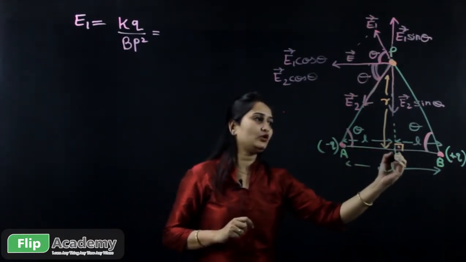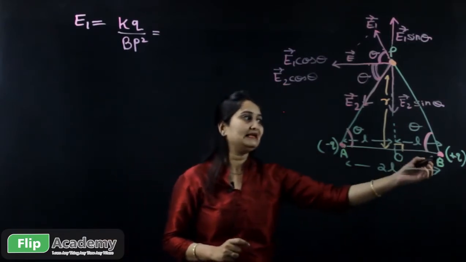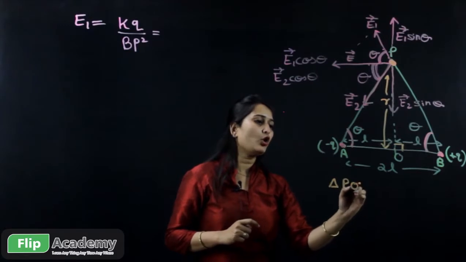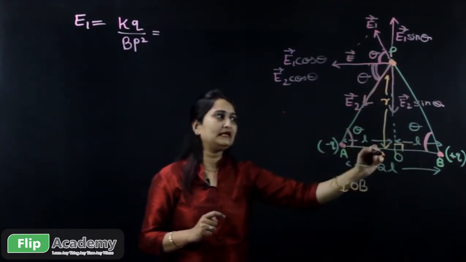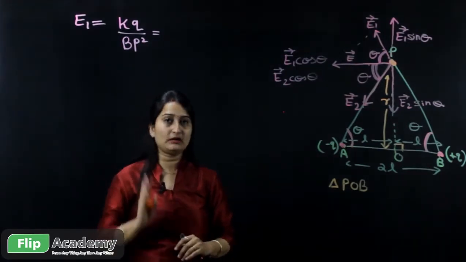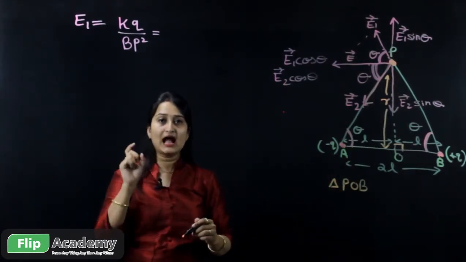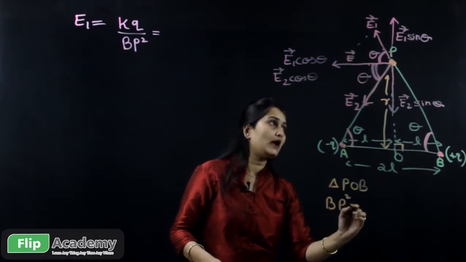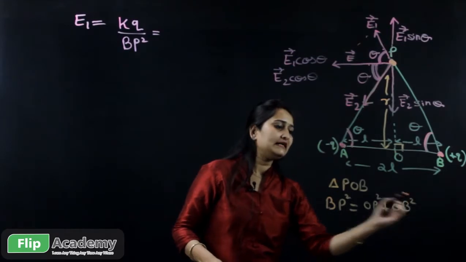This is 90 degrees. In this condition, if you have to find BP, you have to refer to the triangle POB. Now look at this triangle. POB is a right angle triangle, and using the Pythagoras theorem, you can solve the value for BP. How to solve? BP is the hypotenuse. So it becomes BP square equals OP square plus OB square.